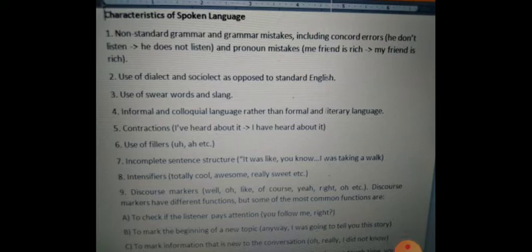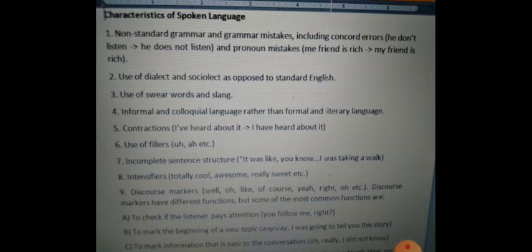Characteristics of Spoken and Written Language. It's the second lecture of the same topic that was discussed earlier under the heading Differences between Spoken and Written Language. Now I'm going to discuss explicitly some of the features, or we may say linguistic operators, that we come across when we use written or spoken language.